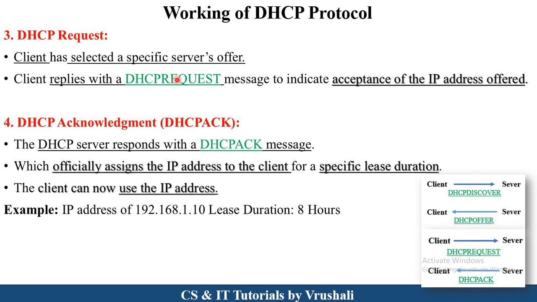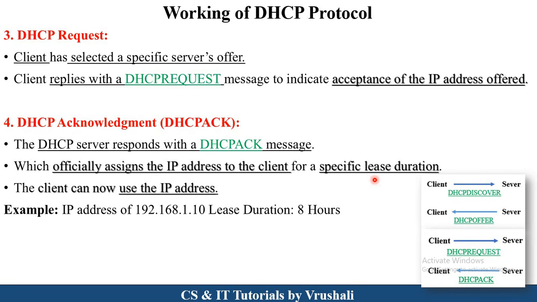Now, in the third step, there is a DHCP request. The client selects a specific server offer and replies with a DHCP request to the server, saying that it is ready to accept the IP address offer. Now the last step is DHCP acknowledgement. The server sends a DHCP acknowledgement to the client, meaning it officially assigns the IP address to the client for a specific lease duration.